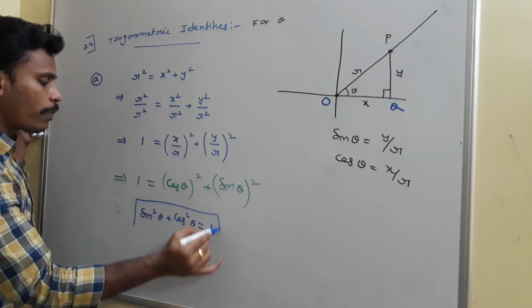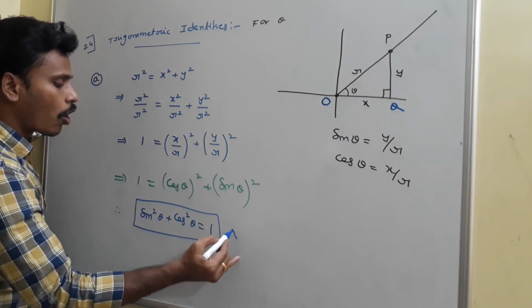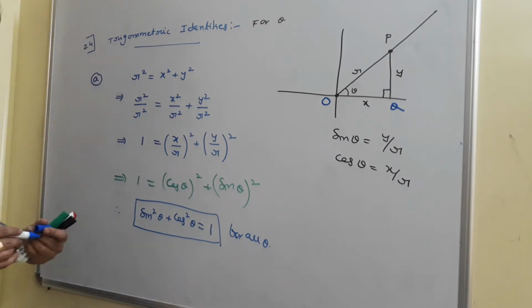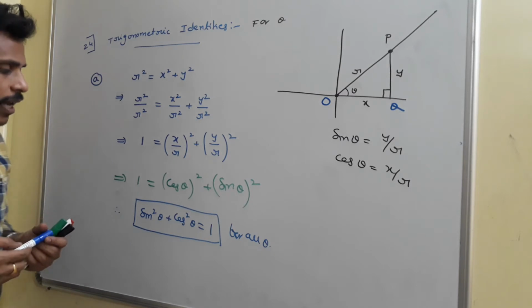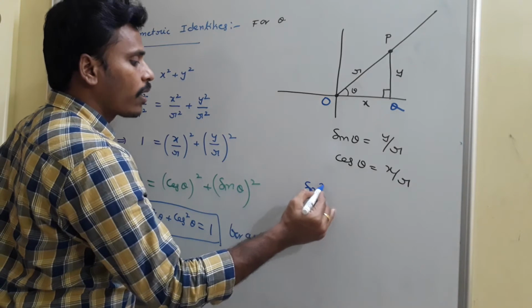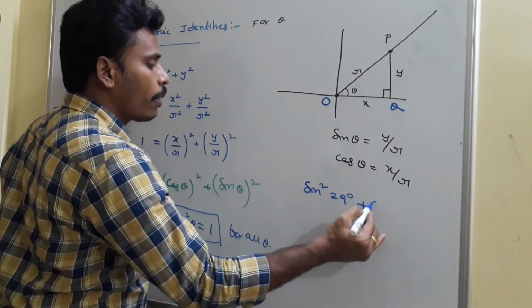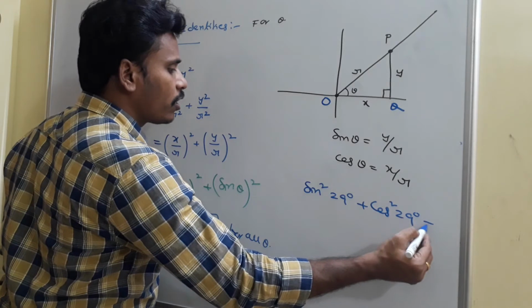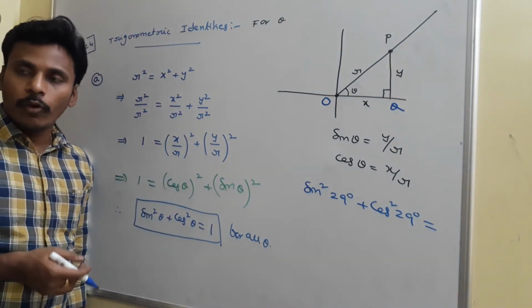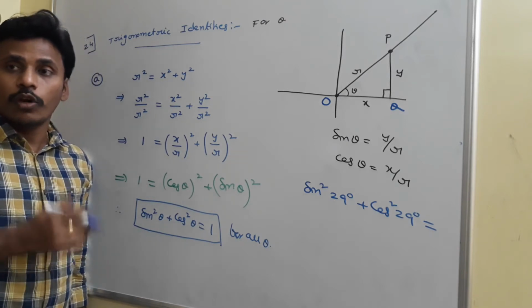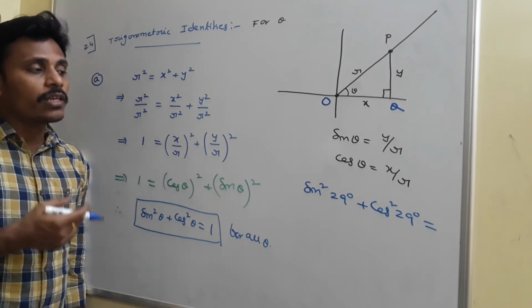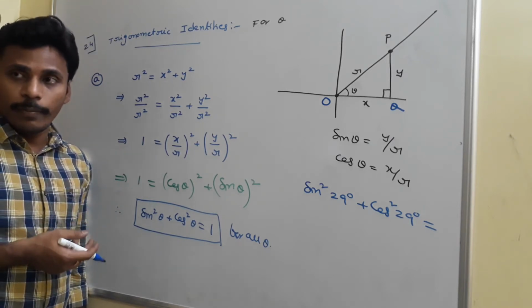So sin² theta plus cos² theta is equal to 1 for all theta, right? This is acceptable for all the angles theta. So you may take any number in the place of theta. In all the cases, sin² theta plus cos² theta is equal to 1. For example, sin² of 29 degrees plus cos² of 29 degrees is equal to how much? See, actually, we don't know the value of sin 29, we don't know the value of cos 29 also. But still, the sum of their squares is 1, right? To identify that the sum of their squares is 1, the values are not mandatory here, right?